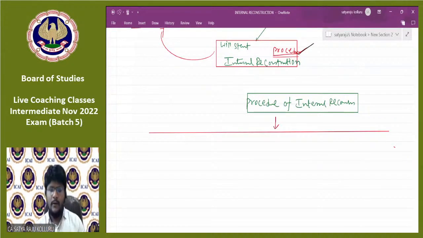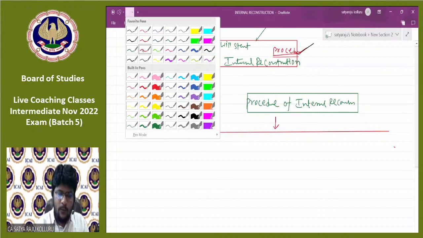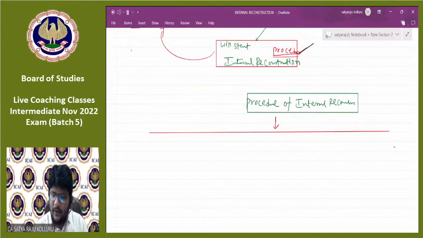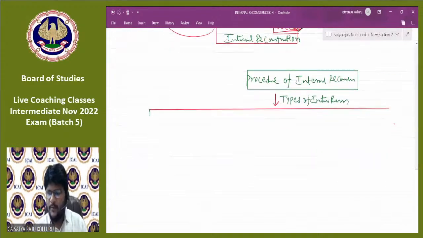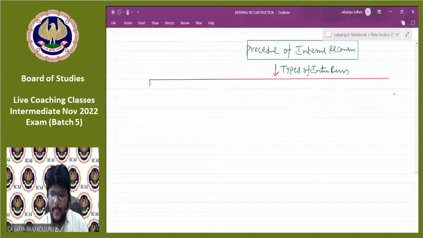Yeah, fine. So you can call it as procedure in case of internal reconstruction, or different types of internal reconstruction as well. Sir, it may look like theory for 10 to 15 minutes. Once you understand the process of internal reconstruction, what is really happening, then you can enjoy my session. So please be patient up to that time.